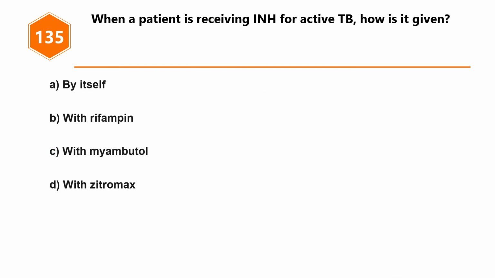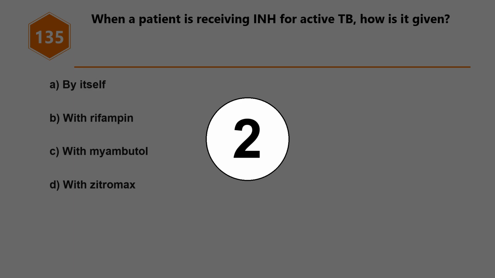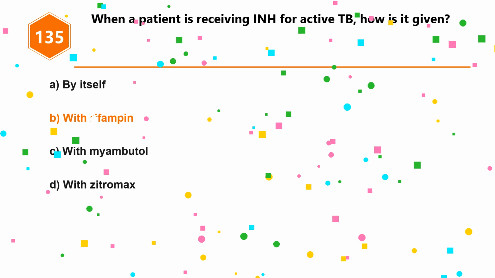Question 135. When a patient is receiving INH for active TB, how is it given? Option A, by itself. Option B, with rifampin. Option C, with myambutol. Option D, with Zithromax. The correct answer is option B, with rifampin.